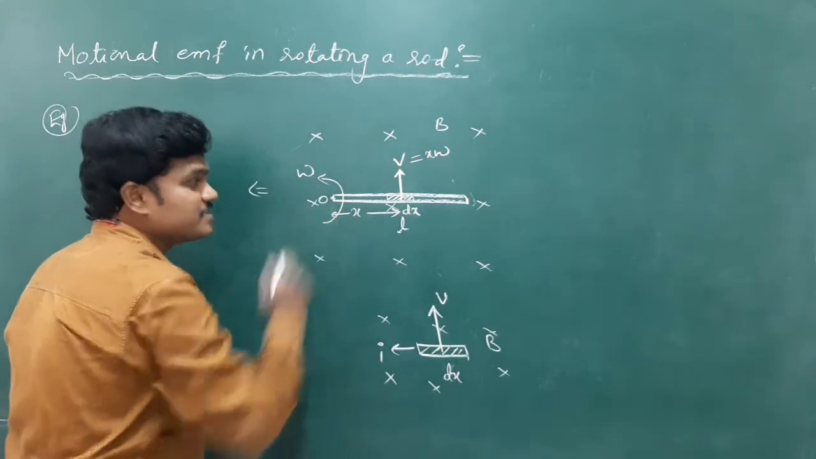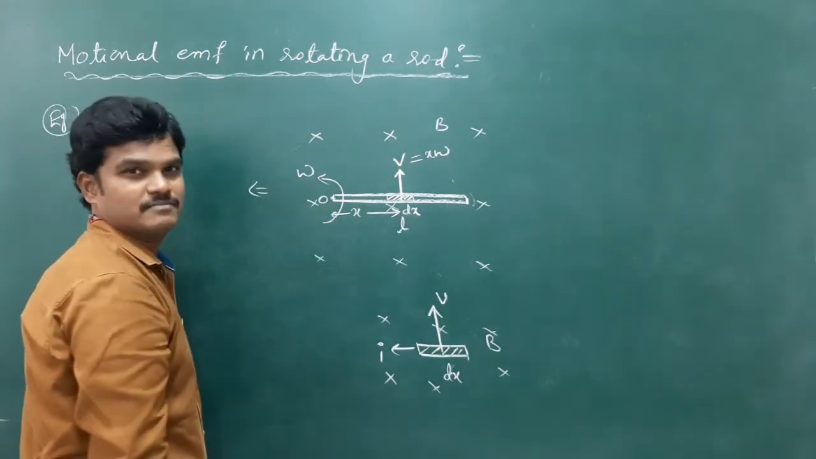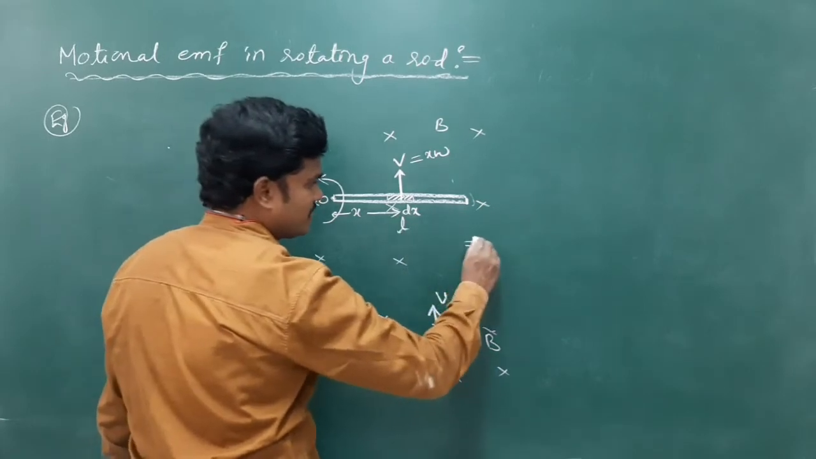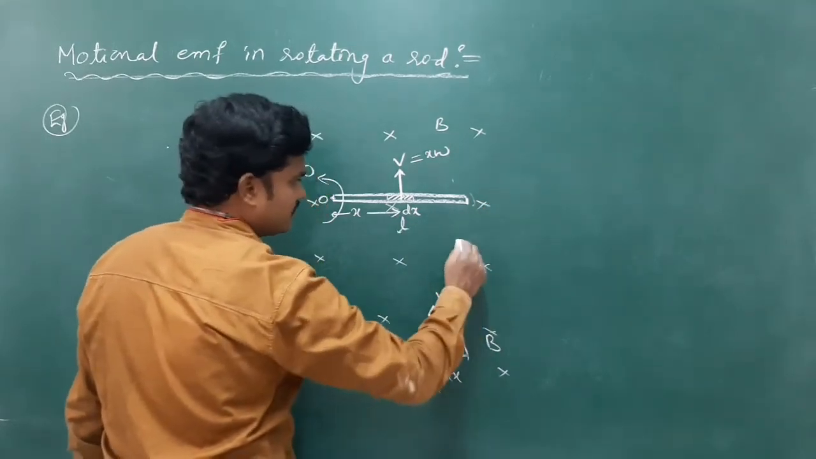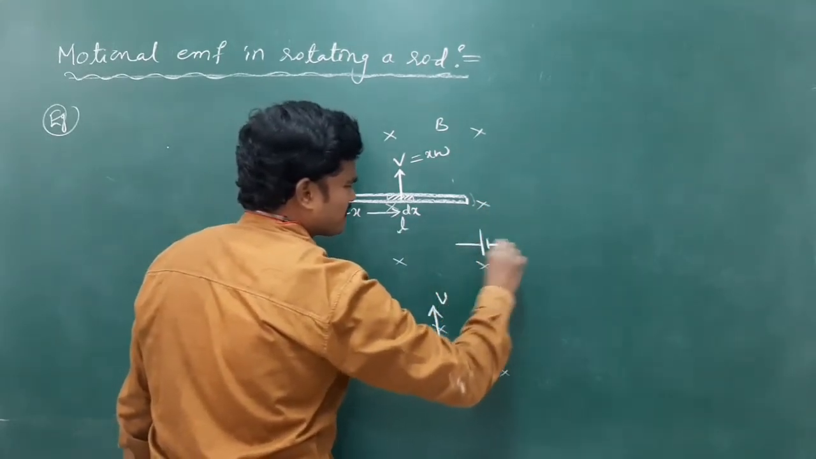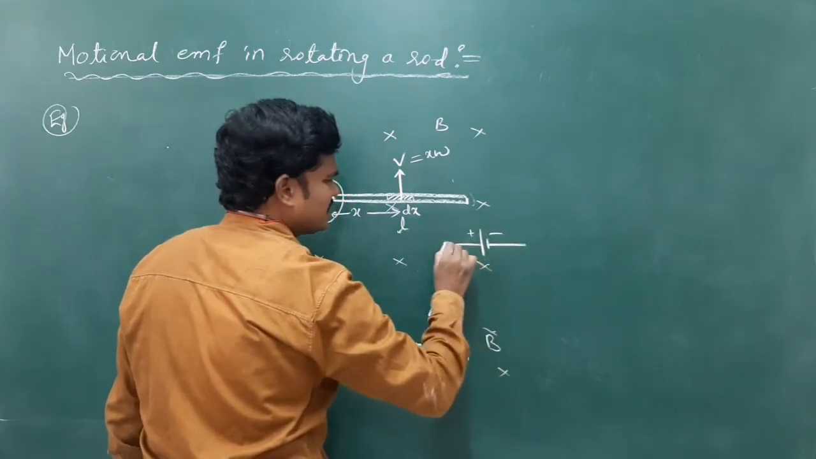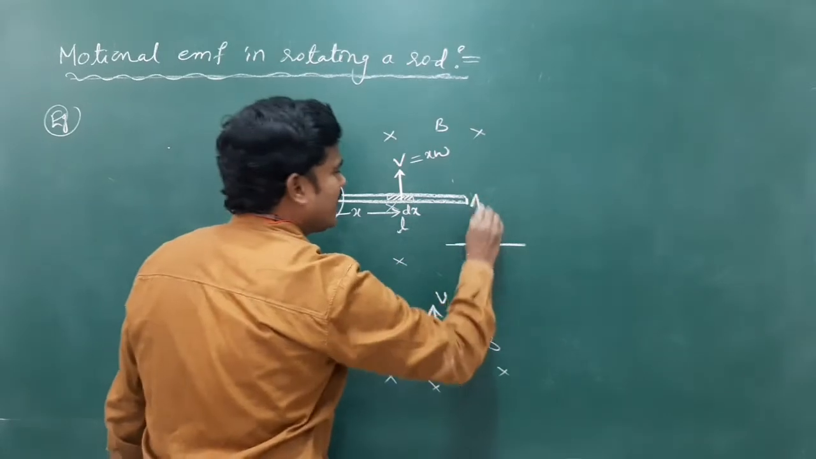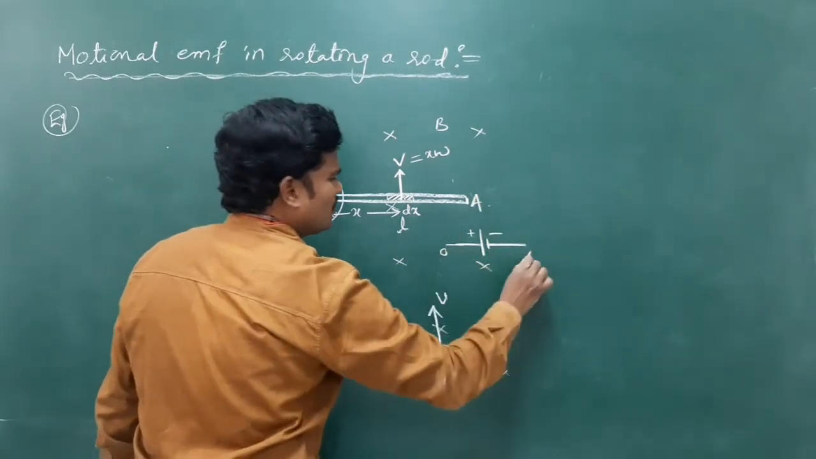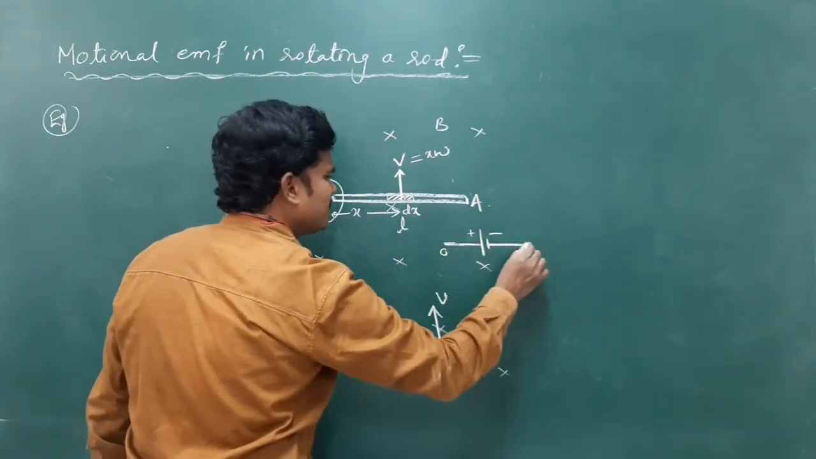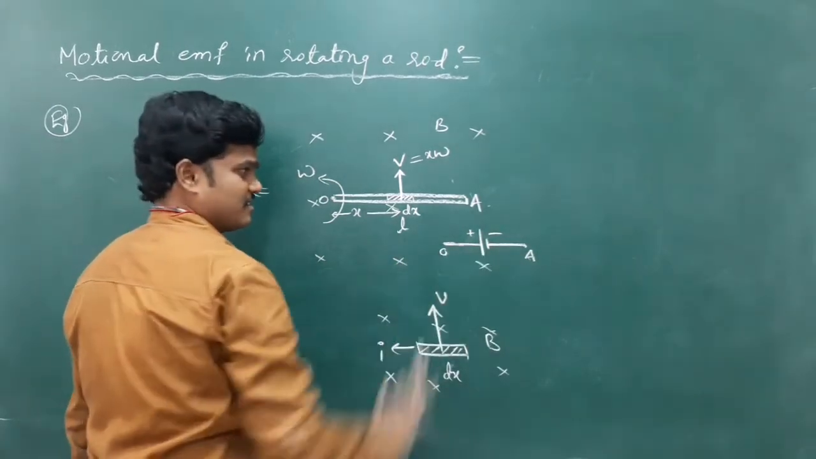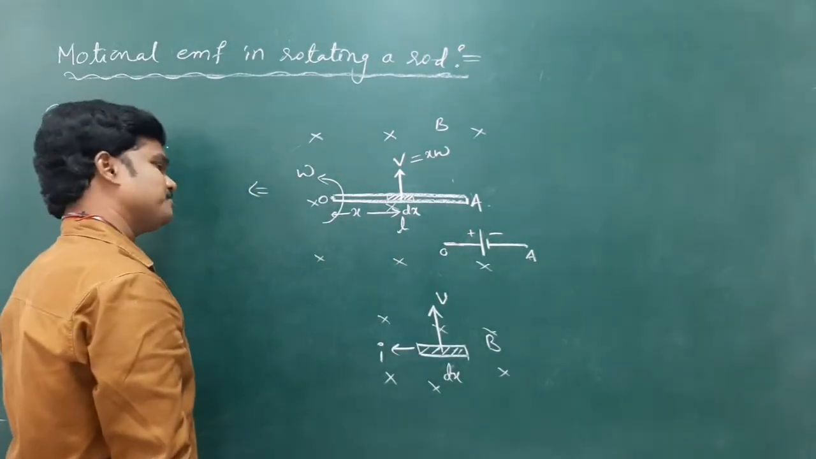Now we can replace this rod with a battery symbol with some EMF. We can draw a circuit symbol like this: this is plus and this is minus. Let us suppose this is O and this is some point A. Tell me which terminal is at the highest potential. O is at the highest potential, and A is at negative, the lowest potential.